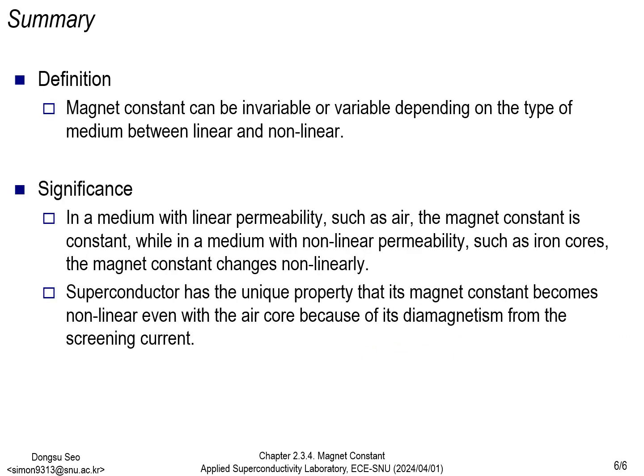In this lecture, we have covered that the magnet constant can remain constant or vary depending on the type of medium. Second, the magnet constant remains constant in materials with linear permeability, such as air. However, when materials with nonlinear permeability, such as an iron core, are included, the magnet constant becomes nonlinear. Finally, superconductors exhibit a unique property where the magnet constant becomes nonlinear due to the diamagnetic characteristics of the screening currents, even in the presence of an air core.